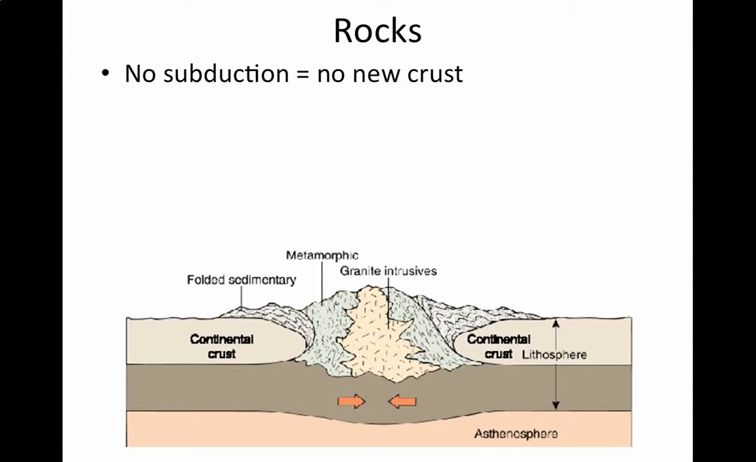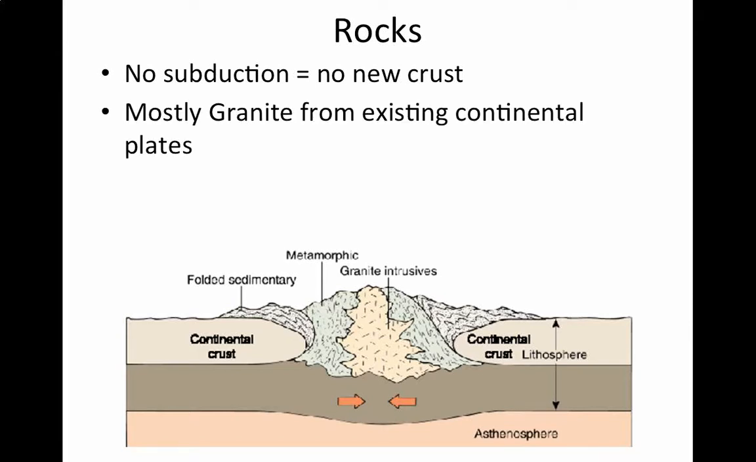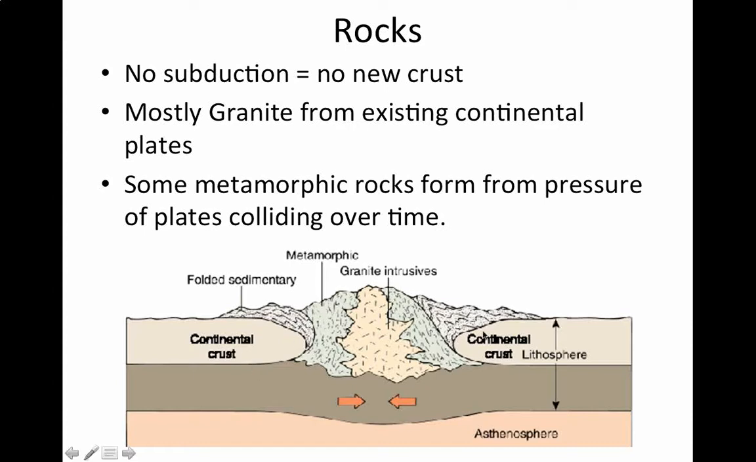Because we have no subduction, we are making no new crust, and we are also not recycling any old crust. Most rocks in this area are granitic, as they both were continental plates just pushing towards each other. We sometimes can have metamorphic rocks occur in this area, as all the pressure is building up from the plates colliding over time.